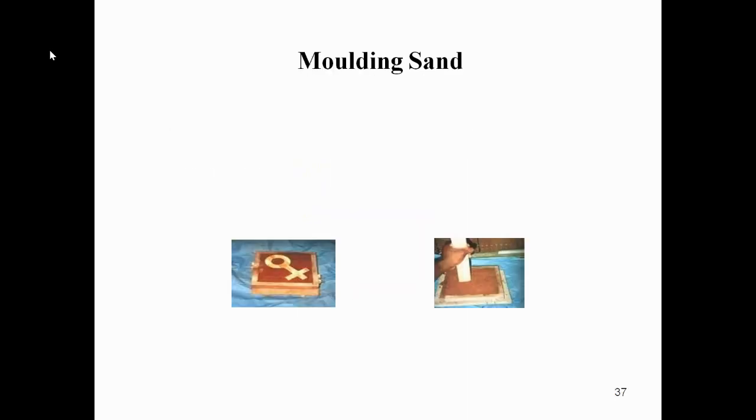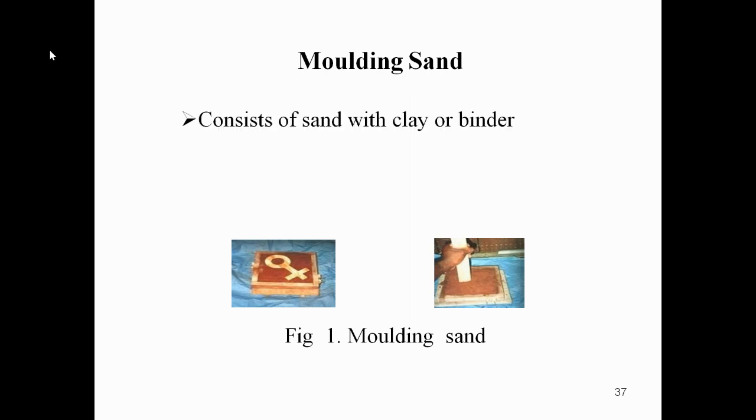Next, molding sands. Here we can see different types of molding sands. First of all, we would like to know about the molding sand. This molding sand consists of sand with clay or binder. It is used to make molds, and this molding sand can be reused.